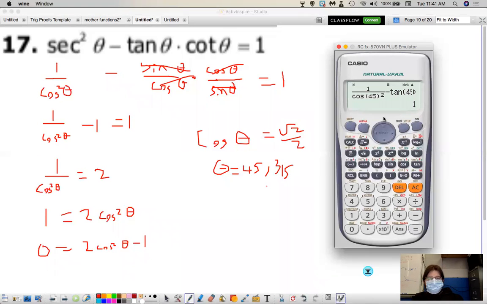So if you're typing secant or cosecant or whatever in the calculator, it's just the reciprocal identity you're going to use. So it's 1 over whichever trig function.